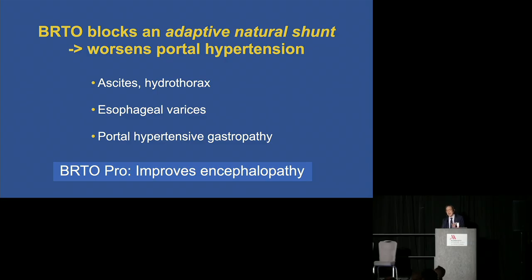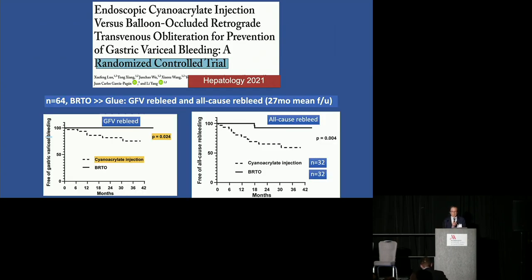The only advantage that I can see to doing BRTO is if a patient has bad encephalopathy, because there clearly is an advantage to diverting the flow back into the portal circulation into the liver to detoxify the ammonia and all the toxins. That would be really the only, maybe if a patient had a very high MELD score.